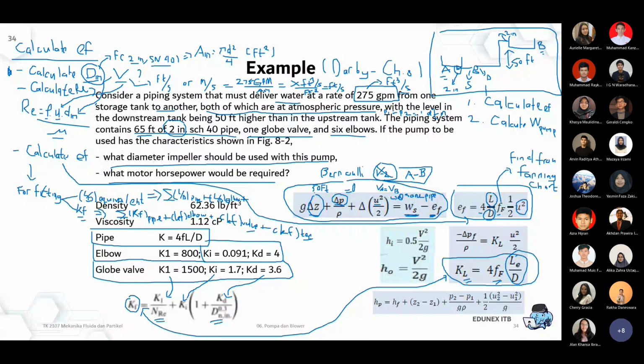So you can calculate the overall EF using the same formula over here. Change L per D now with KF, because for F times L per D is K, then it becomes 0.5 times K times U square. That becomes your EF.